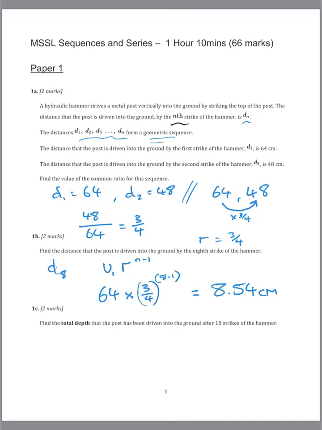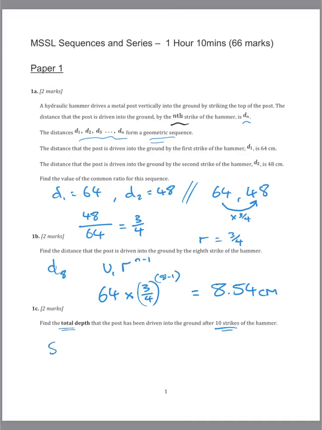Okay, part C, find the total depth. Total is a big clue for us. Total means we're going to now be dealing with the series, so it's going to be the sum of all the terms after the 10 strikes of the hammer. So again, reach for the formula booklet.